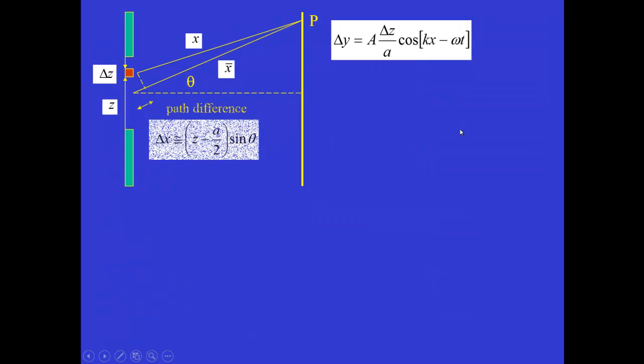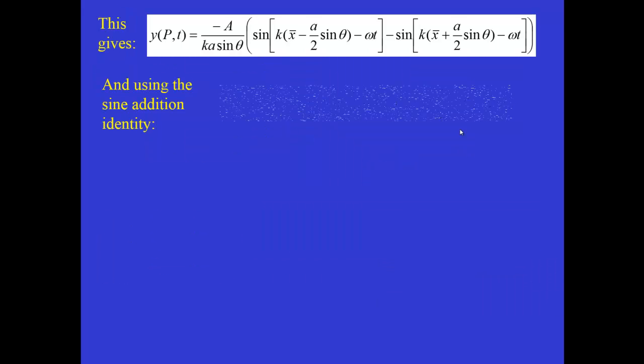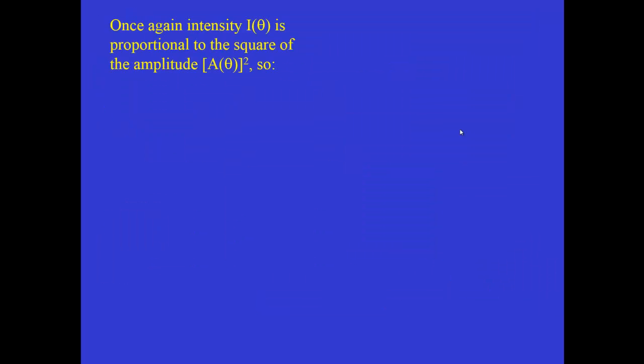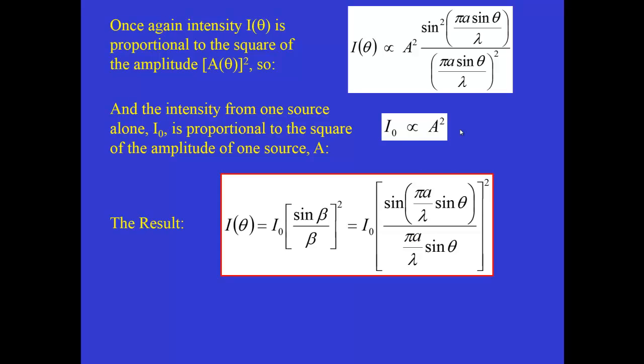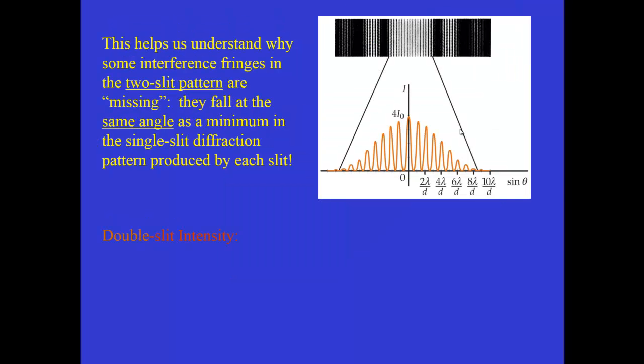Okay, so what now? This equation helps us to understand something that we've noticed in our classroom demonstrations, and that is the following. If we have a two-slit pattern, there are alternating bright and dark fringes close to the center, but as we move a little further away from the center, they get dimmer and dimmer, and eventually we get to a region where there isn't a fringe. There's a fringe that's actually missing from the pattern.